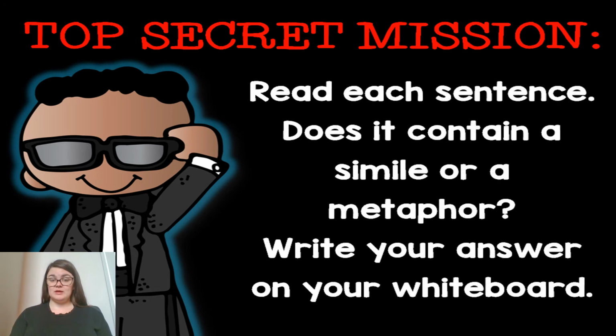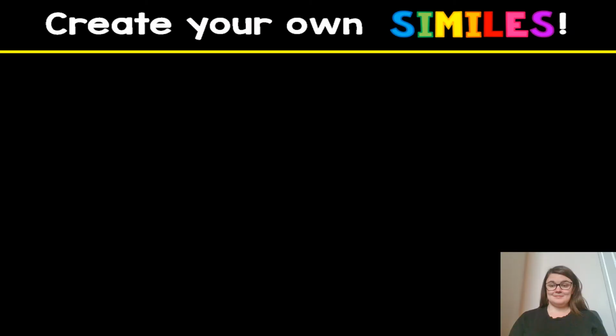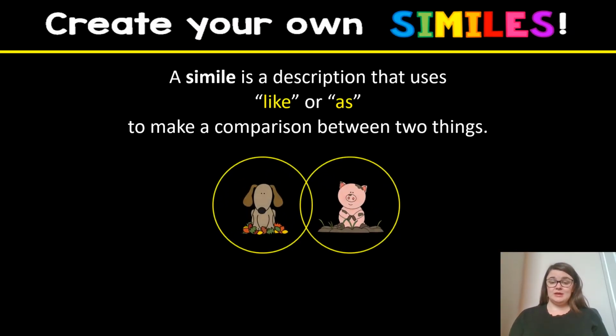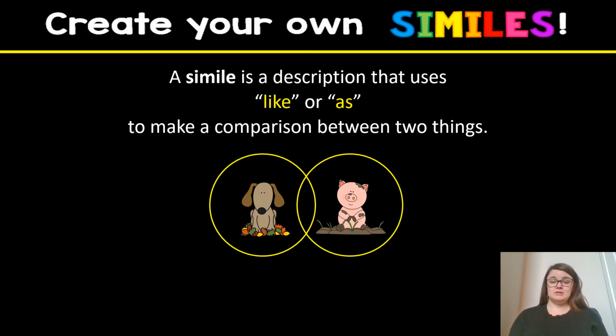Let's see if you can do some practice with me. Read each sentence. Does it contain a simile or a metaphor? Write your answer on your whiteboard. You can create your own similes by using like or as. A simile is a description that uses like or as to make a comparison between two things.